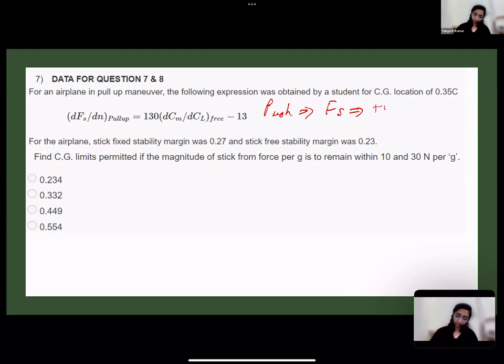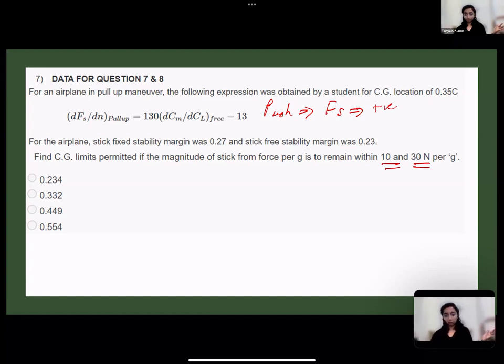Positive, exactly. So here they've just told you the magnitudes, 10 or 30 Newton. They have not told you if it's positive or negative, so you need to check the complete range, starting from minus 30 to plus 30. Plug in each value. We don't know if it's the positive or the negative limit that they've given you. So use minus 30, minus 10, 10, plus 30. We'll use all four values, and whichever matches the option, we use that.